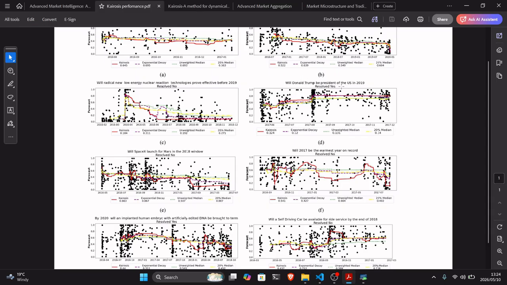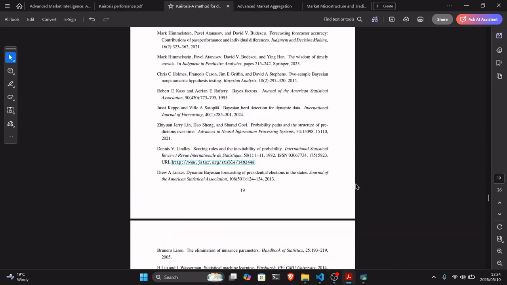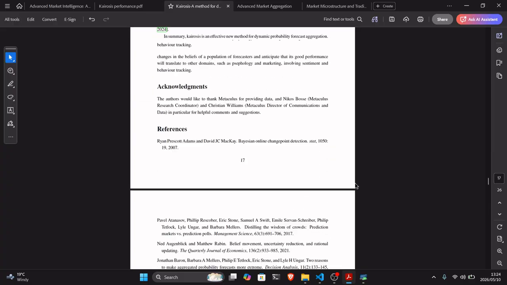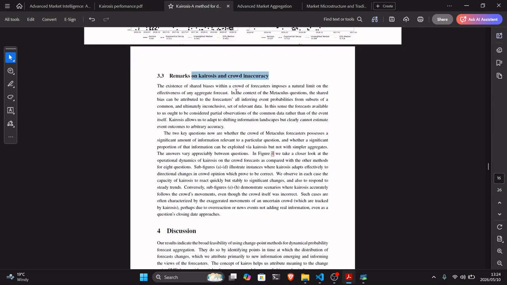Will Donald Trump be president of the US in 2019? Resolved as yes. Kairosis had a 0.124, essentially a 12.4% probability, and exponential decay had a 12% probability. Unweighted median had a 13.1% probability, and 20% median had a 14% probability. Clearly, none of them really won this one, and the original Kairosis paper talks about this at the end. I am promoting it again. Please go look at this paper. Very powerful information. The authors talk about remarks on Kairosis and crowd inaccuracy.